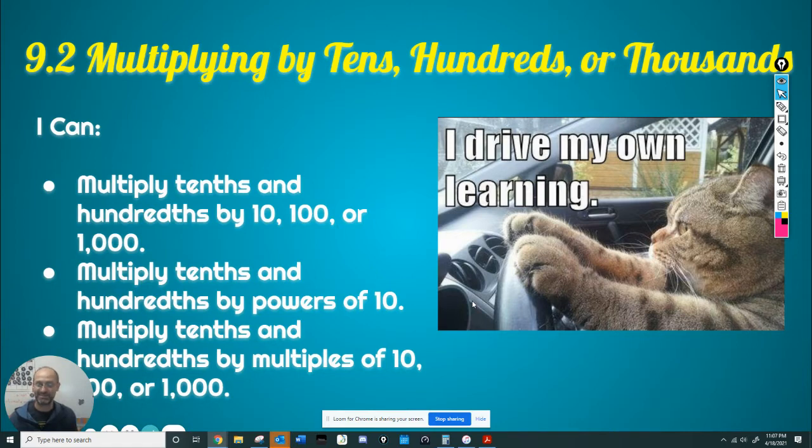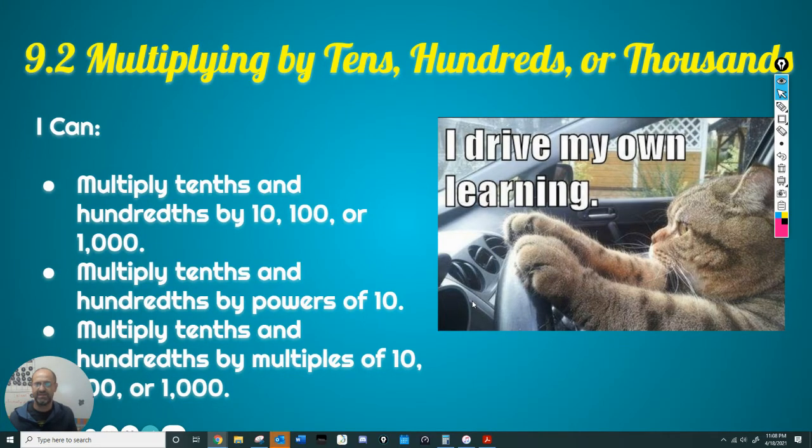So it's my pleasure to be back and to help with lesson 9.2, chapter 9, lesson 2, multiplying by tens, hundreds, or thousands. At the end of this lesson, I would love for you to be able to say that I can multiply tens and hundreds by 10, 100, or 1,000. I can multiply tens and hundreds by powers of 10, and I can multiply tens and hundreds by multiples of 10, 100, or 1,000. So that means like 10, 20, 30, 40, 50, 100, 200, 300, 400, 500, 1,000, 2,000, 3,000, and so forth.